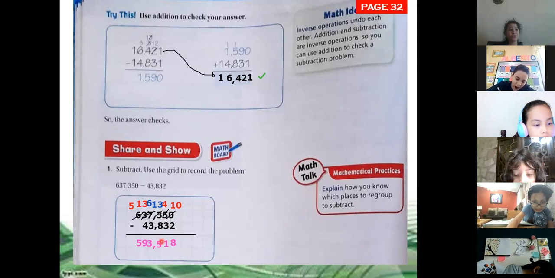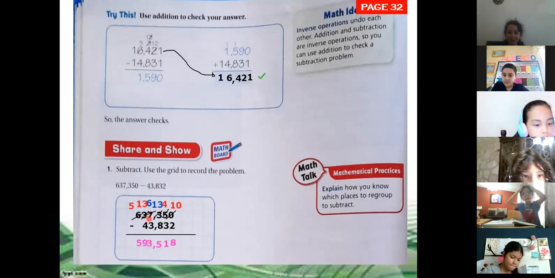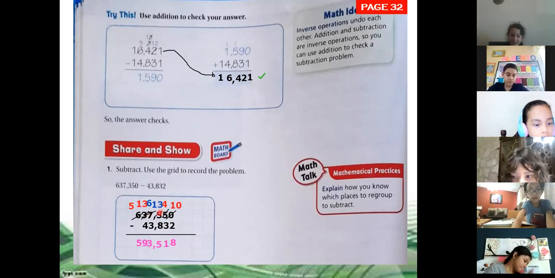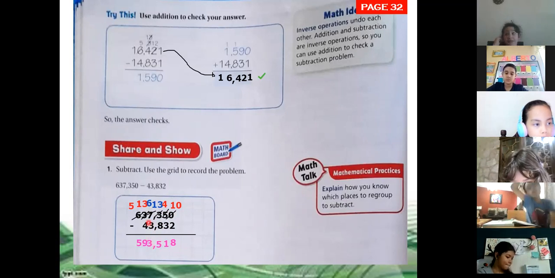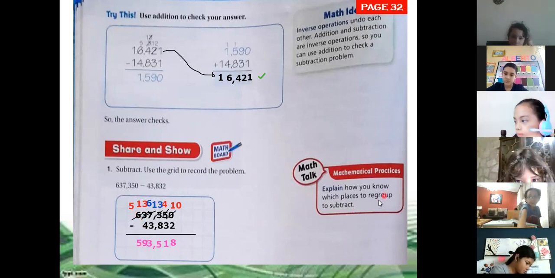Now we have 3 minus 8, but we cannot subtract 3 minus 8, so we ask, and we get 13 minus 8 equals 5. Number 7, since he gave 1 to number 3, it becomes 6. 6 minus 3 equals 3. And then we subtract the last digits. 13 minus 4, 9. And 5 minus 0, it's 5.